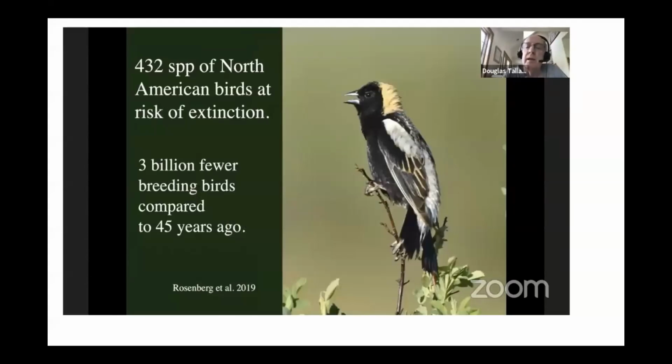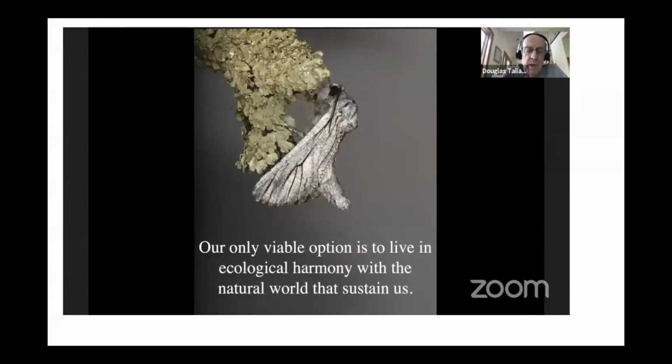What's happening to the insectivores that are out there? Well, the ones we care about are birds. They're our charismatic megafauna these days. And we now have 3 billion fewer breeding birds than we had just 45 years ago, with 432 species of North American birds now considered to be at risk of extinction. Not good news. So I'm proposing that our only viable option is to learn how to live in ecological harmony with the natural world that sustained us. In other words, learn how to live sustainably with the natural world that sustained us. Living unsustainably doesn't last very long.